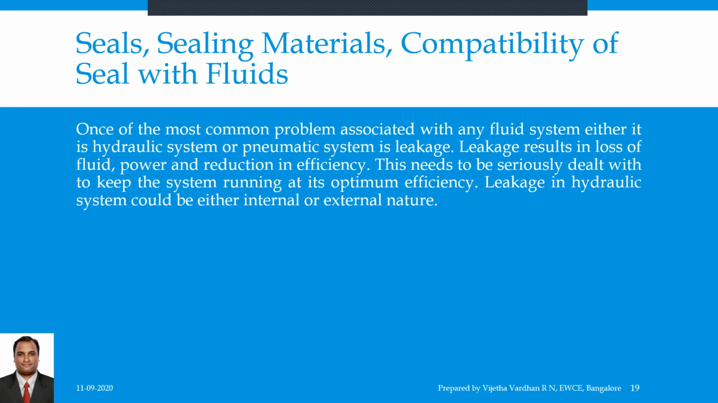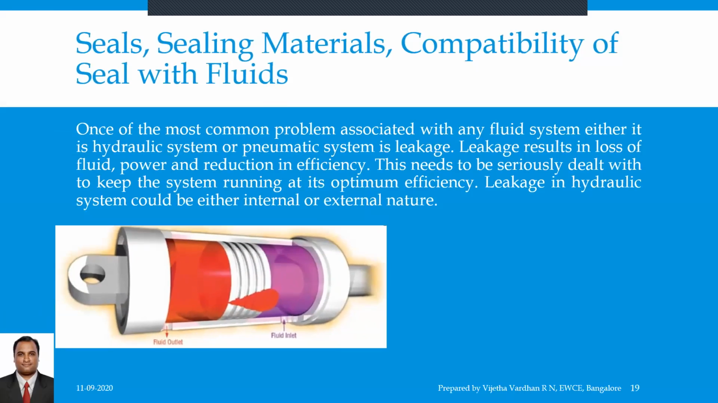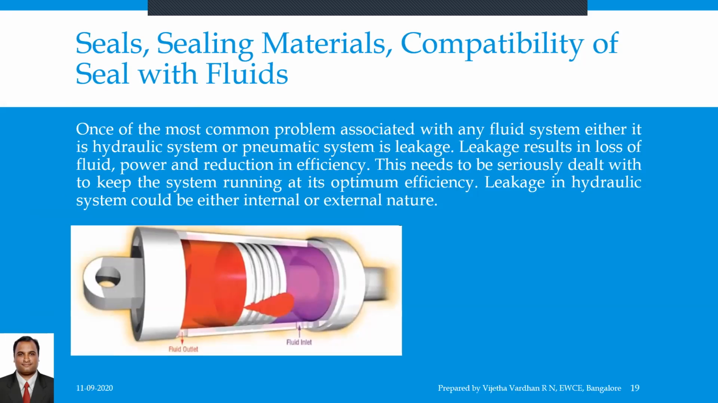Leakage in a hydraulic system could be either internal or external in nature. The figure shows the internal leakage, where the internal leakage portion is highlighted. Internal leakage occurs in hydraulic components built with operating clearances. Moving parts need to be lubricated, and the leakage path may be designed solely for this purpose. Internal leakage does not cause loss of fluid. The fluid is returned intact to the tank.